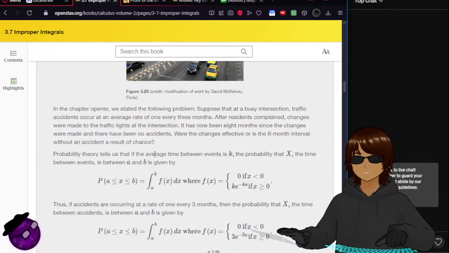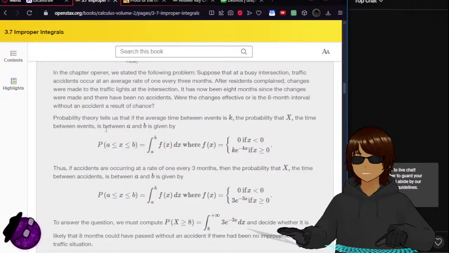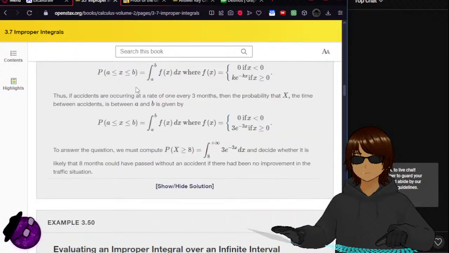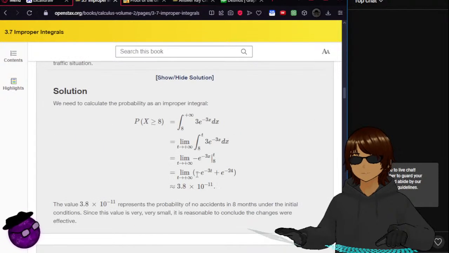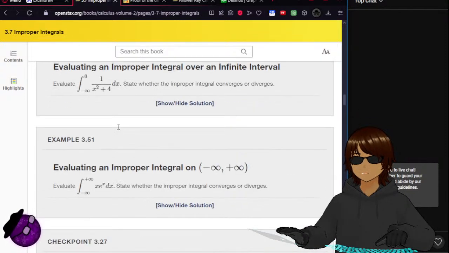Probability theory tells us if the average time between events is k, the probability of x, the time between events, being between a and b is given by this function. I'll just look at the answer. Okay.